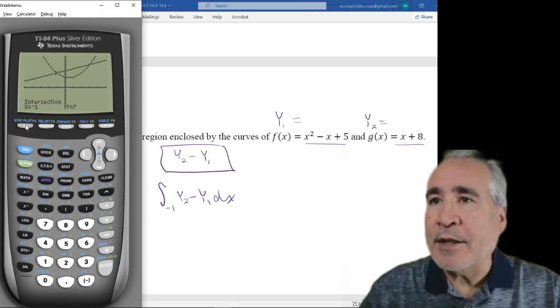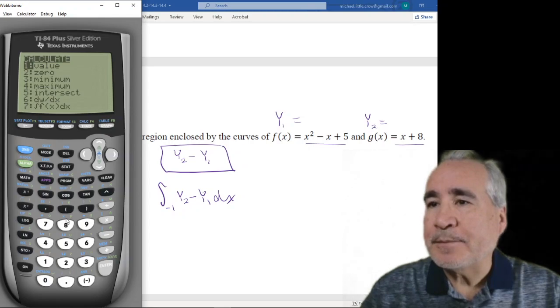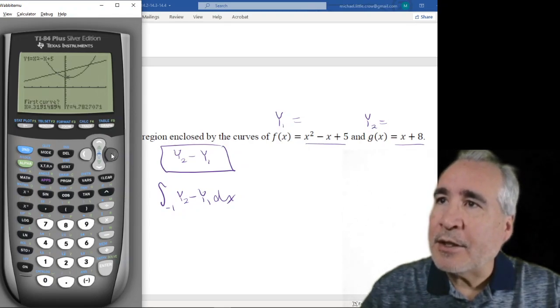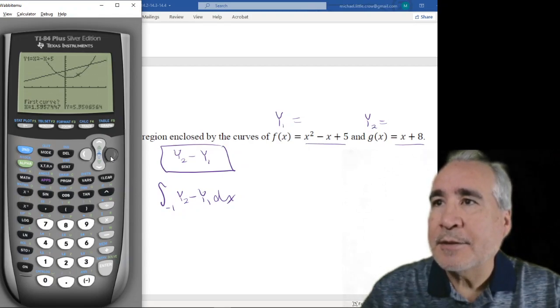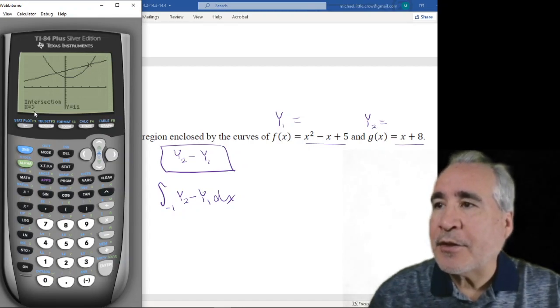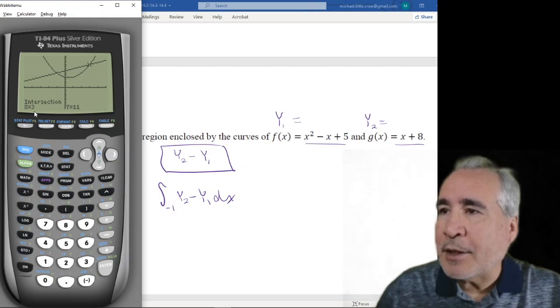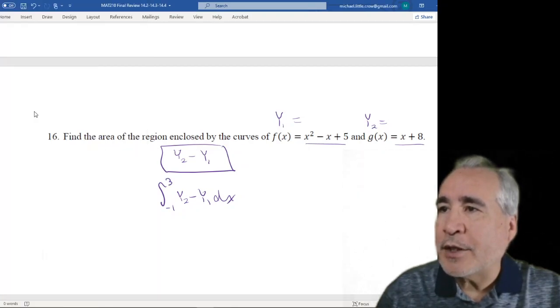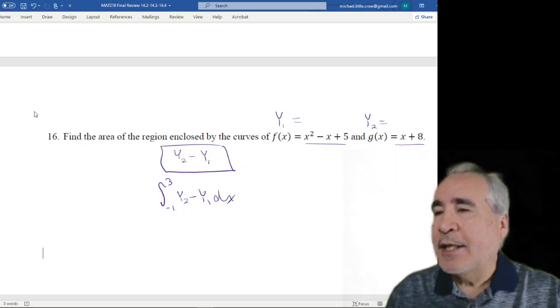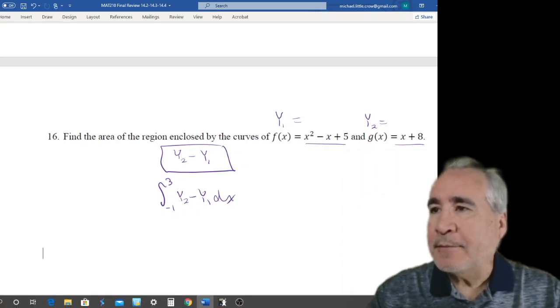All right, so -1, I need the other intersection, and this time I need the spider to get closer to that other intersection that I can see right there. Let's walk them over. Enter, jumps to the other one, enter, ask for a guess, enter, and then my intersection's at 3. So that's my other limit, I'm going from -1 to 3 for this graph, okay? That will give me my intersection.